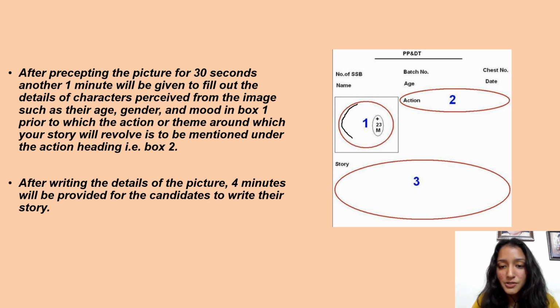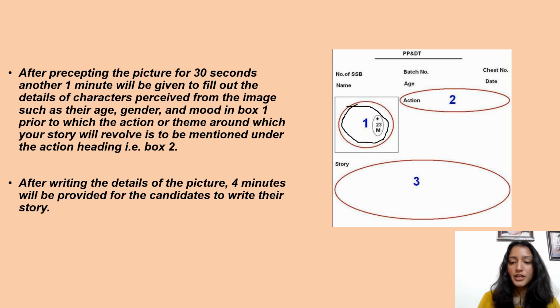So this section, as you can see, this one here, in this block, you have to fill out the details of your characters, as many as you can see. If you've seen 5 characters, you mention 5 characters. If you've seen 3 characters, you mention 3 characters. Now, what are the things that you need to tell about all of these characters? So, that is their age.